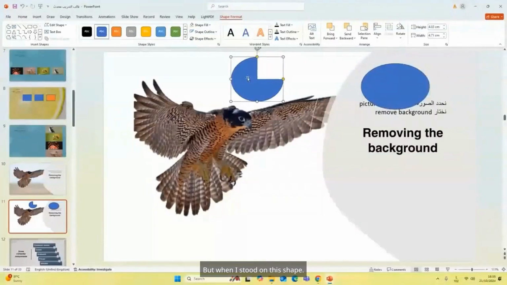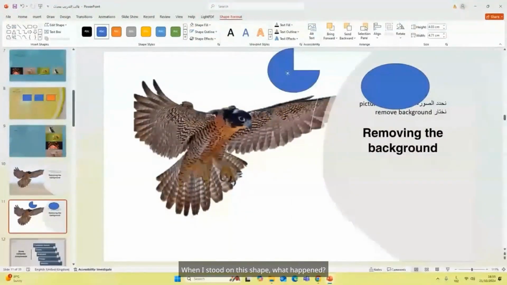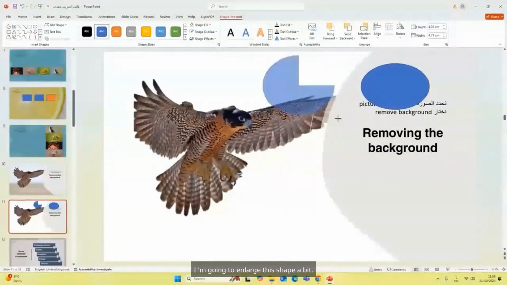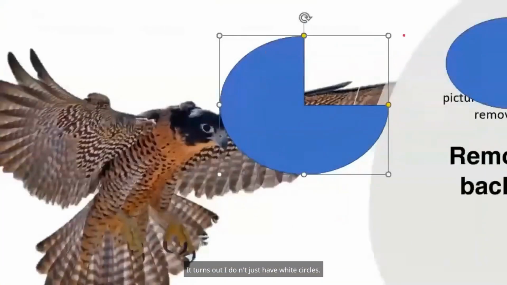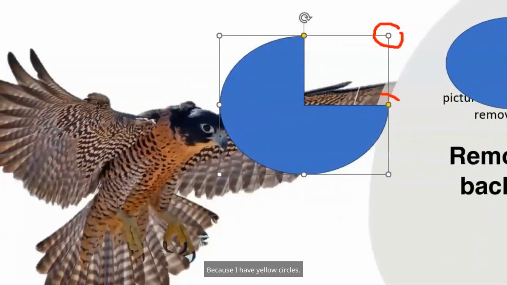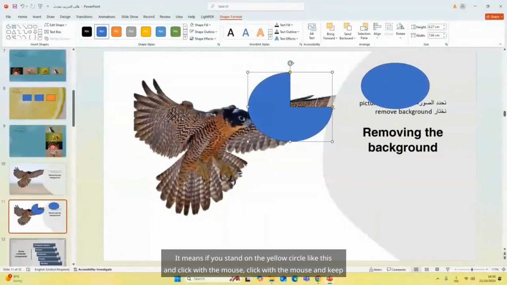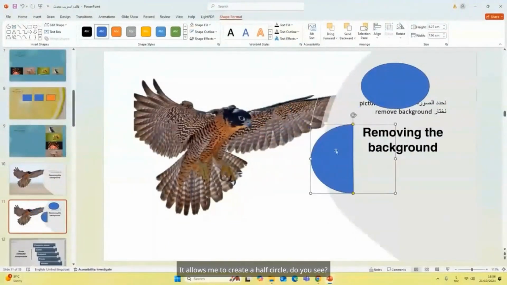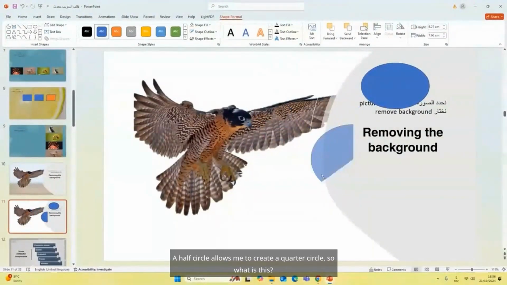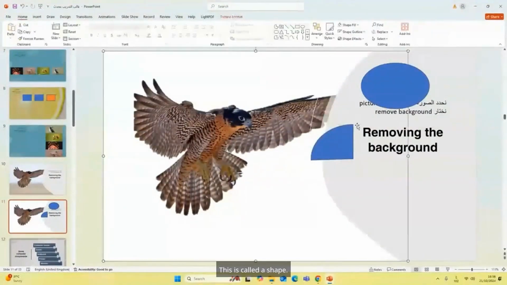Okay, but when I clicked on this shape, what happened? I'm going to enlarge this shape a bit. Do you see, everyone? It turns out I don't just have white circles, because I have yellow circles. Why? What does that mean? It means if you stand on the yellow circle like this and click with the mouse and keep pressing while moving it down, what happens? Do you see, everyone? It allows me to create a half circle. Do you see? A half circle allows me to create a quarter circle. So what is this? This is called a shape.